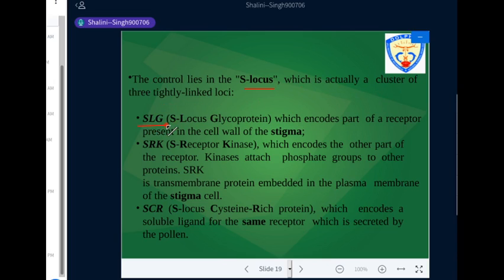First is SLG, that is S locus glycoprotein. It encodes part of a receptor which is present in the cell wall of the stigma. Second is the SRK, that is S receptor kinase, which encodes the other part of the receptor, a kinase that attaches phosphate groups to other proteins. SRK is a transmembrane protein which is embedded in the plasma membrane of the stigma cell. And the third one is SCR, that is S-locus cysteine-rich protein, which encodes a soluble ligand for the same receptor, which is secreted by the pollen.